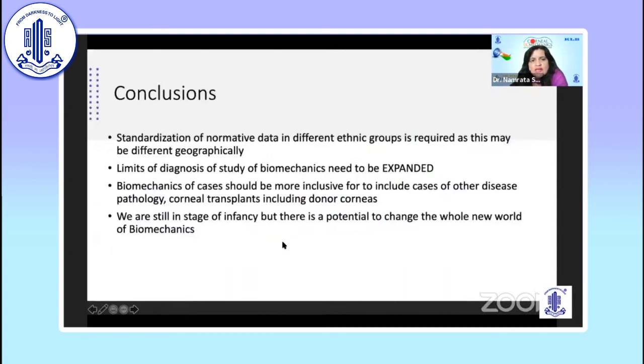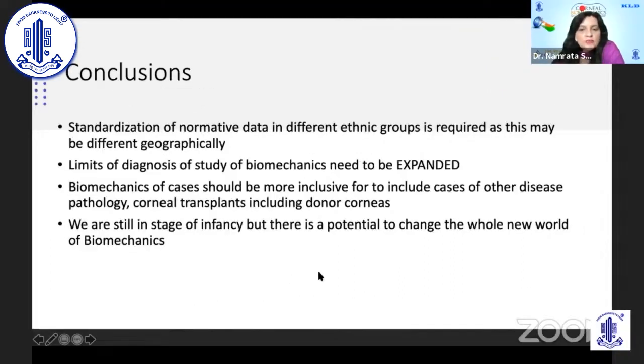So, to conclude, the standardization of the normative data in different ethnic groups is required, and I think it is going on in different geographical locations because these would be different. The limits of the diagnosis of the study of biomechanics need to be expanded beyond form fruste keratoconus, subclinical keratoconus, and early keratoconus. And it should be more inclusive to include cases of other disease pathologies, including corneal transplants as well as donor corneas. And I think we are still in the stage of infancy, but there's a potential to change the whole new world of biomechanics as we get smarter and smarter into it.